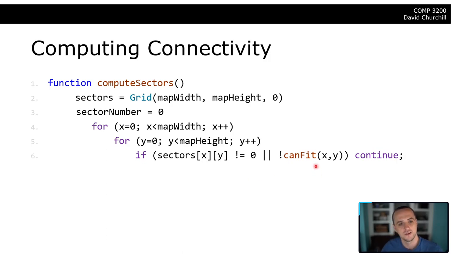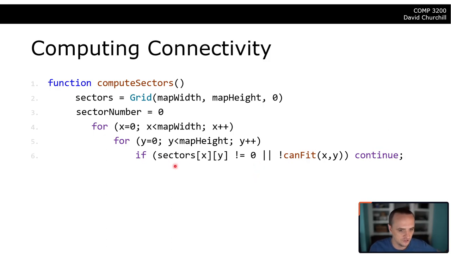Also, for objects that are bigger, if we have things that can't fit, then if it can't fit there, there's no point in doing the search to compute connectivity, because if something can't fit, it's obviously not connected to anything. So if it already has been computed or it can't fit, just continue, ignore this one. Remember when we were skipping over all of those ones? That's what we were doing on this line of code.